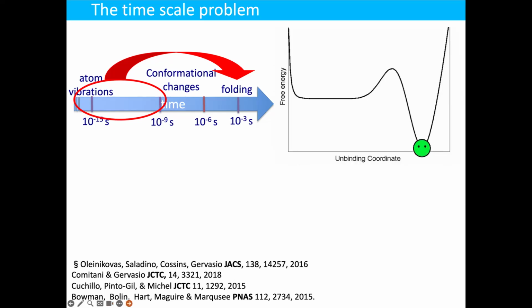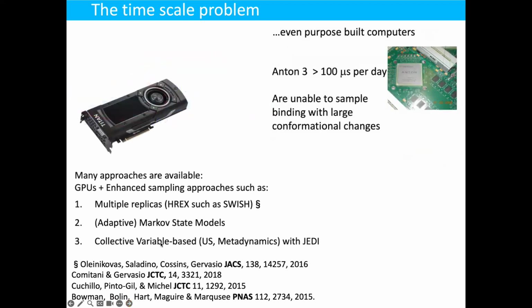Because of this, many methods have been developed in molecular simulations. There are specialized supercomputers like Anton 3 that can amazingly push 100 microseconds per day on a million atoms. And there are methods that can run on GPUs and more normal architectures, based on multiple replicas with different temperatures, like parallel tempering, or with multiple Hamiltonians, like Hamiltonian replica exchange, the method that we developed, SWISH, that I will talk about in a minute.